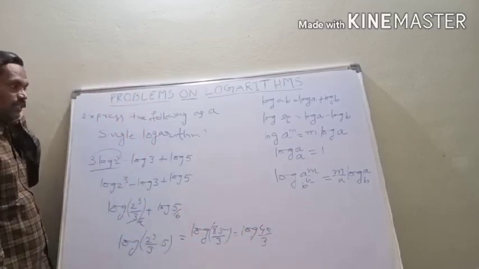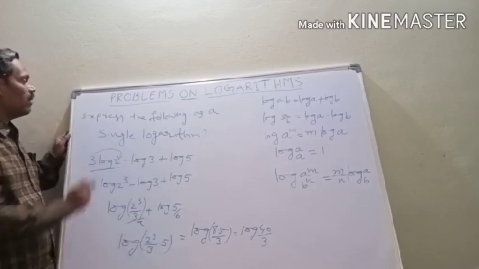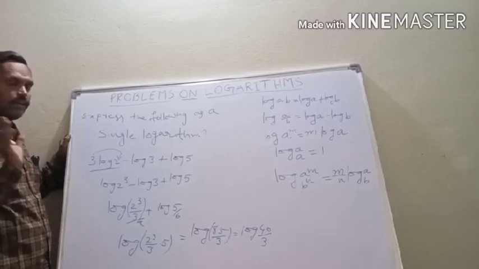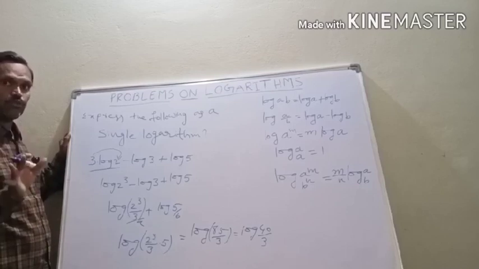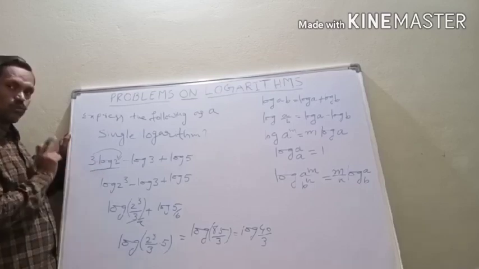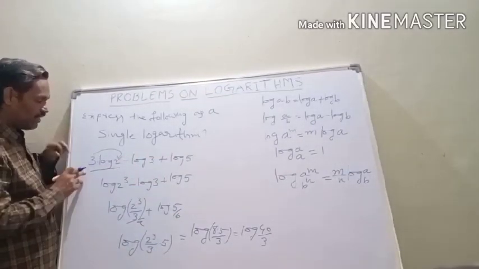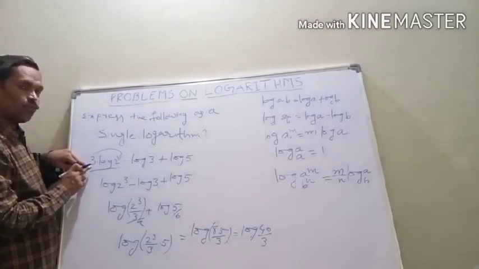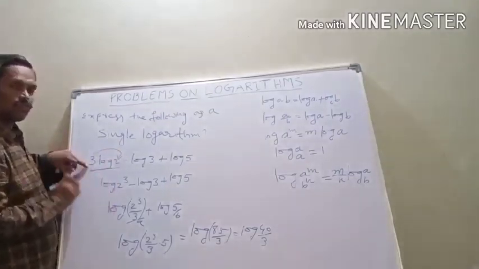So in most cases, whenever you face this type of problem, expressed as a single logarithm, first you have to find any log that contains a coefficient. First thing you have to identify is any log that contains coefficients. If you go through this formula, I can identify the coefficient of log. So first of all, I have to transform this coefficient as an exponent.